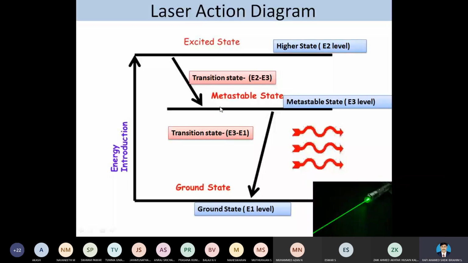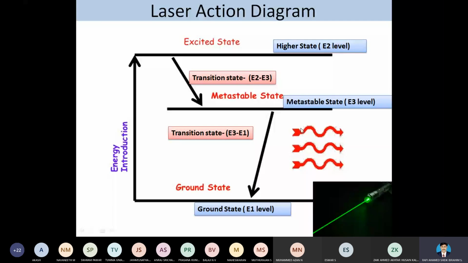See, now the atoms are in the metastable state. For example, when the atoms from the metastable state, that is from E3 level, jump to the ground state, that is to E1 level, a laser action takes place. When the laser action is taking place, the atom in the metastable state gains the additional inducement. So that's why the laser action takes place.